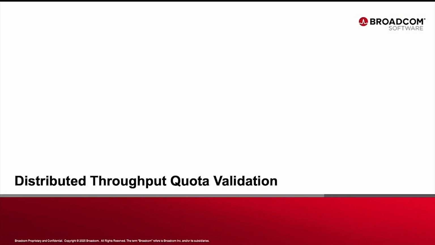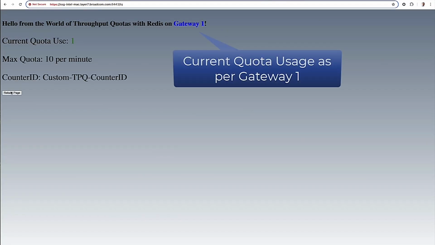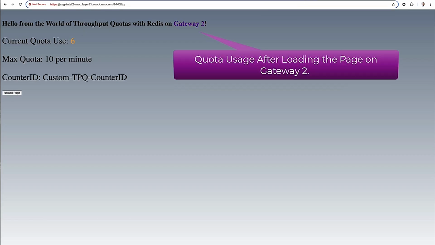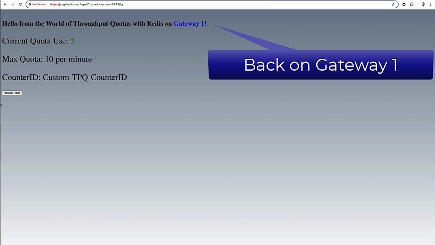Now let's take a look at distributed quota. If we go to gateway 1, we'll see there's 10 max quota, and as we refresh the page, we'll see that current quota use go up. If we go over to gateway 2, we also see that it is now set to 6. And as we refresh the page here, that counter will continue to go up.